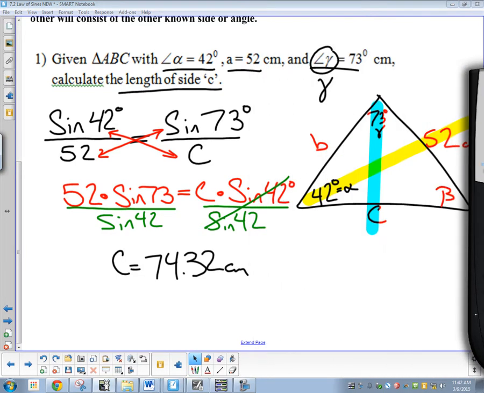Okay? There is the answer to that problem. So we set up cross multiplying. You have to know how to do cross multiplying. We do it all the time in this chapter. The better you get at it, the faster you go, the easier these problems are going to be. Questions on number one?